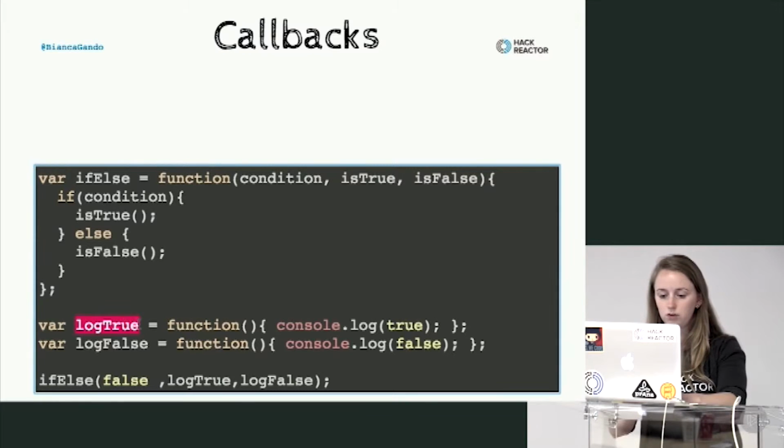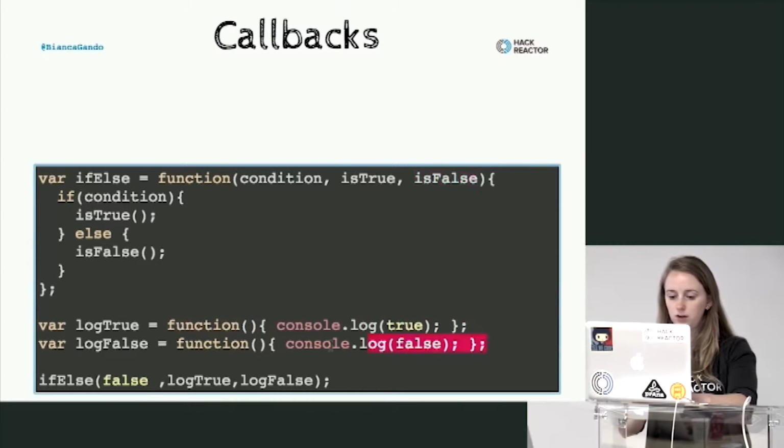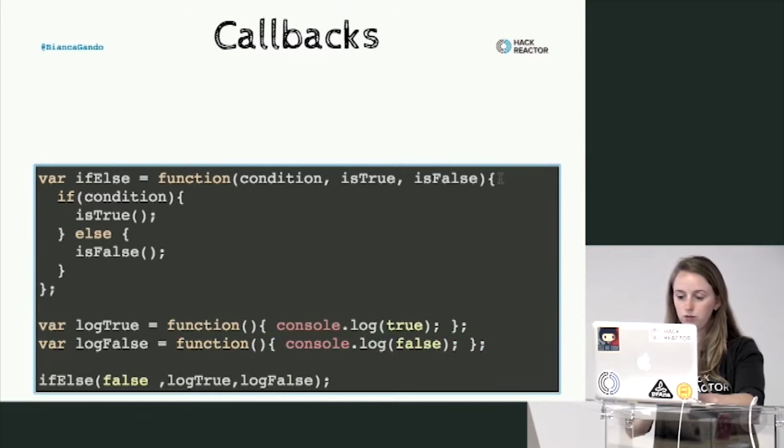Then we say log true is another function. Log false is another function. So then we pass to our if-else false, log true, and log false. Once we call the function, we enter into the function body, and at this point is when our parameters get their values. So condition is going to be false, is true is going to be log true, is false is then log false. So we go into the function body now, and it says if condition.